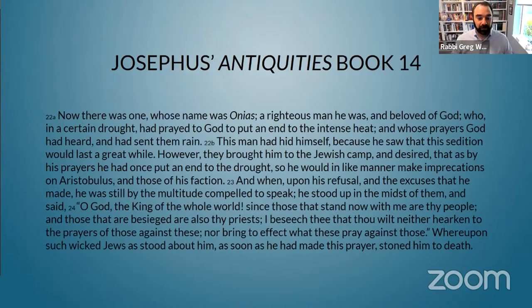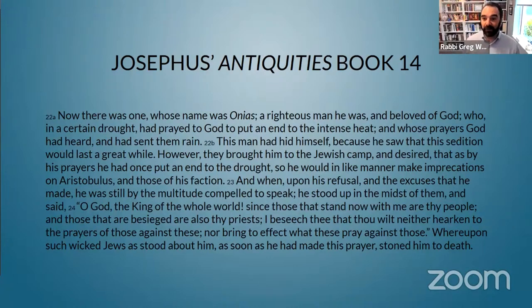So real quick, I'm going to read these fast, a review of our textual history, the story from Josephus. "Now there was one whose name was Onias." And you can hear Honi and Onias, right? The O, the N, the I, the A, S, because it becomes Greek. Same guy. "A righteous man that he was, and a beloved of God, who in a certain drought had prayed to God to put an end to the intense heat, and whose prayers God had heard and sent them rain."